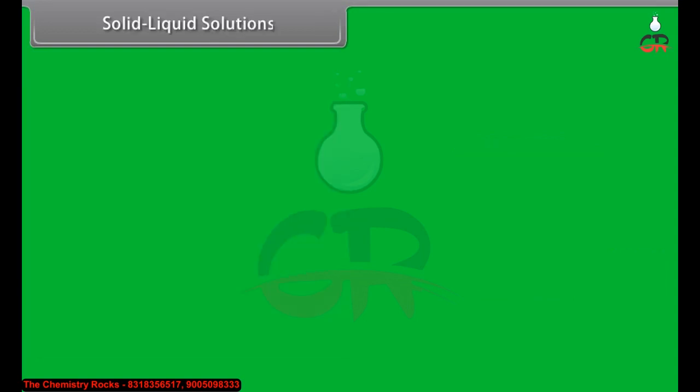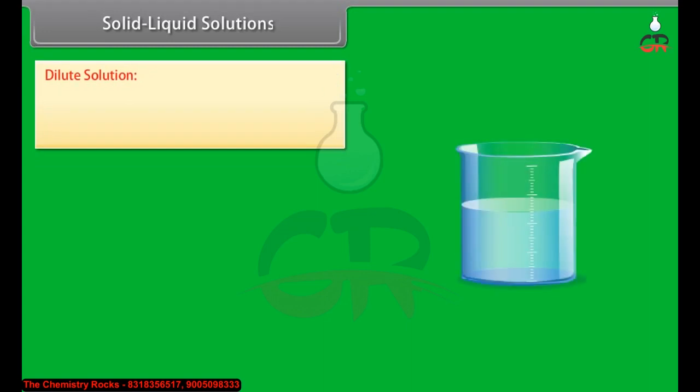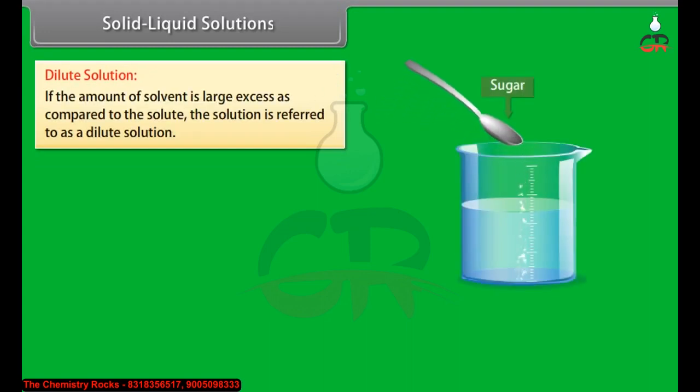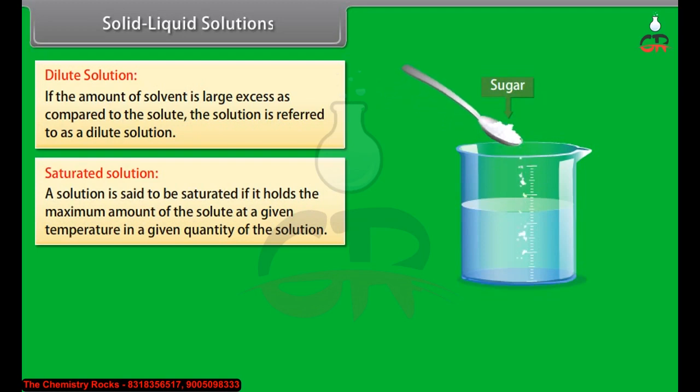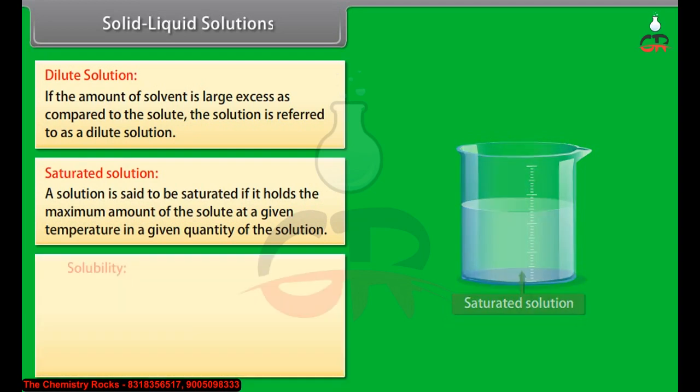Solid-liquid solutions. A small amount of solute is dissolved in a large quantity of solvent. Dilute solution. If the amount of solvent is in large excess as compared to the solute, the solution is referred to as a dilute solution. Saturated solution. A solution is said to be saturated if it holds the maximum amount of the solute at a given temperature in a given quantity of the solution. Solubility.